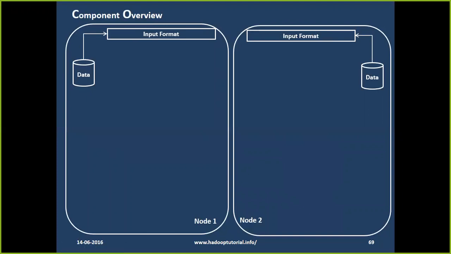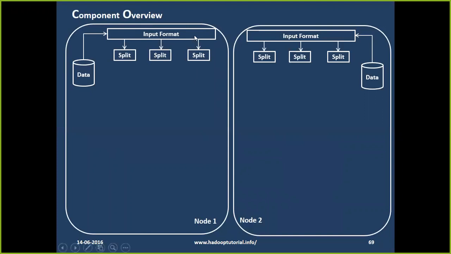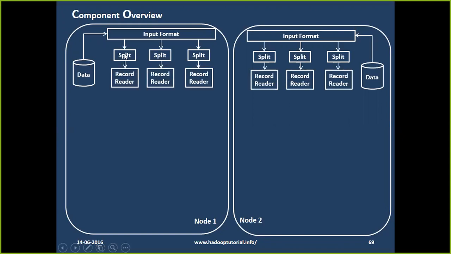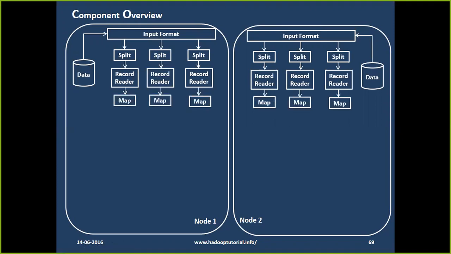What does this input format class do later? It's not just one block. Let's assume some data is present in this and some data is present in that. Assuming it is having 3 blocks, it got split into 3 splits. And for each split, we have a separate record reader. After each record reader, each split gets processed by a separate map task. So I have 3 map tasks.